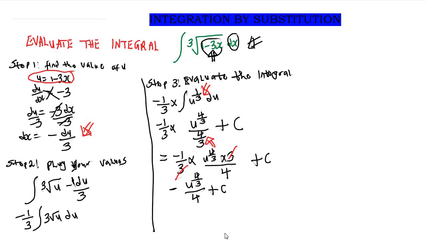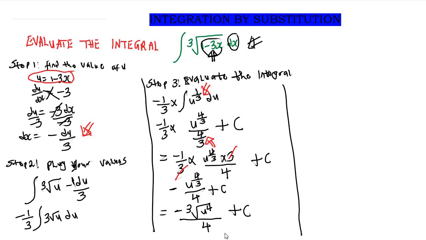Now u raised to the power of 4 over 3 we can also write as the cube root of u raised to the power of 4. So this is negative the cube root of u raised to the power of 4, divided by 4. You always need to add c.